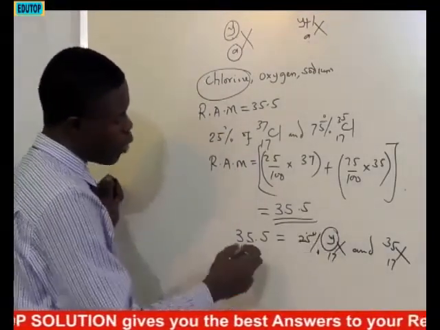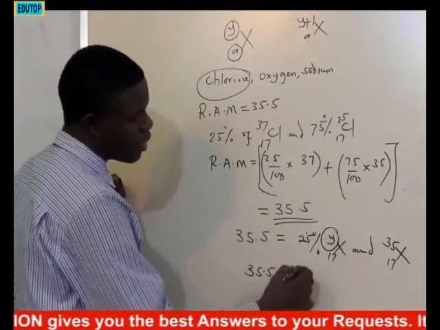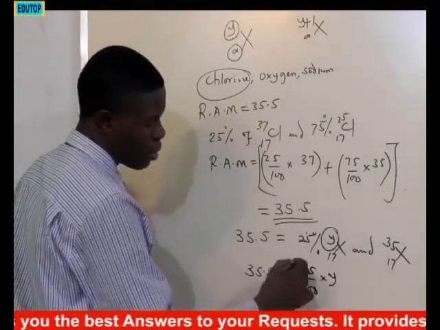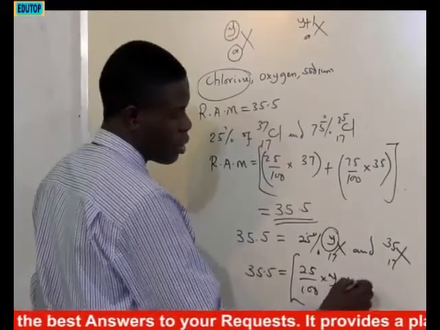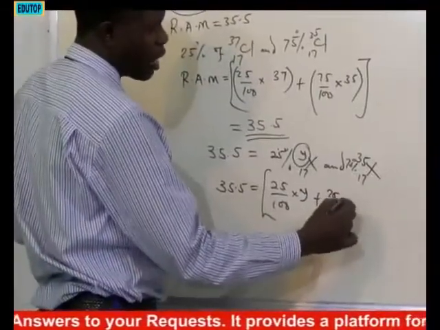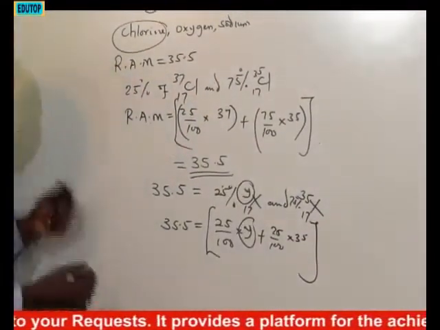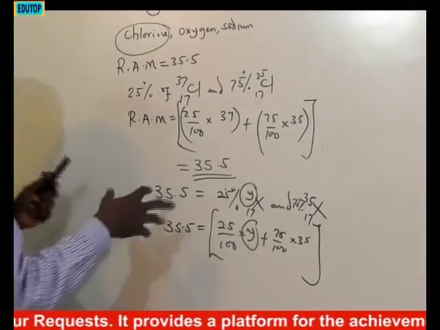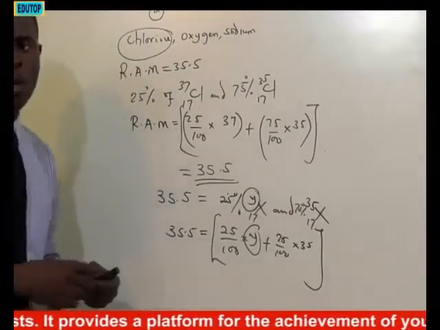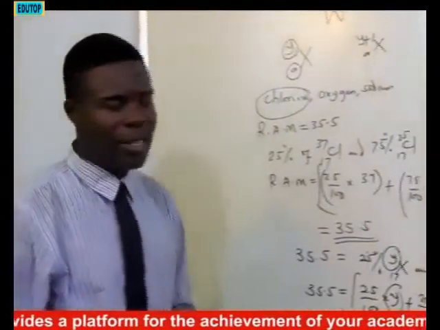So in this situation, we can follow the same trend, but this time around we are going to make Y the subject of the formula. So we have 25 over 100 times Y, plus 75 over 100 times 35. We have done a couple of these examples in the previous exercise, and we are still going to look at them in the subsequent exercises.